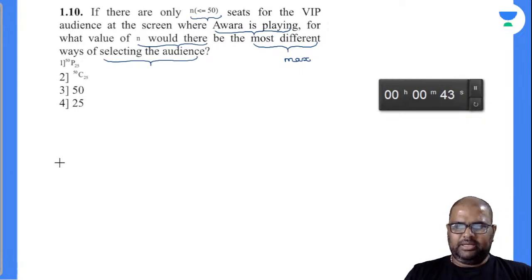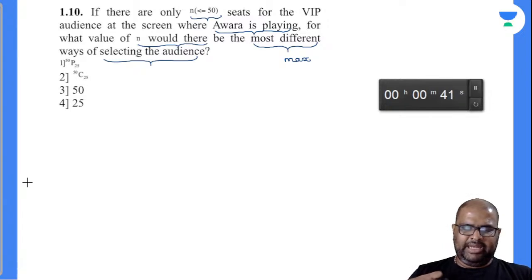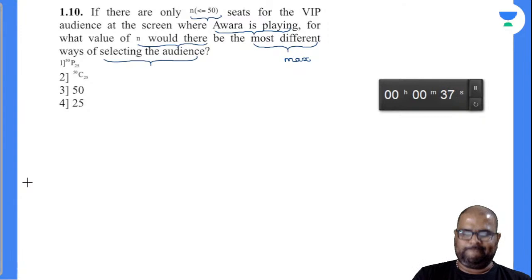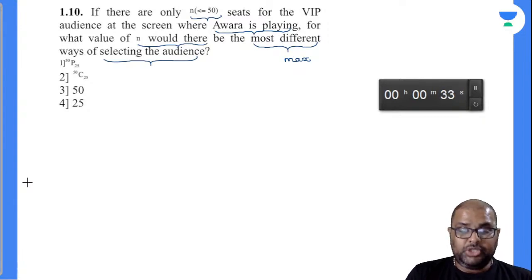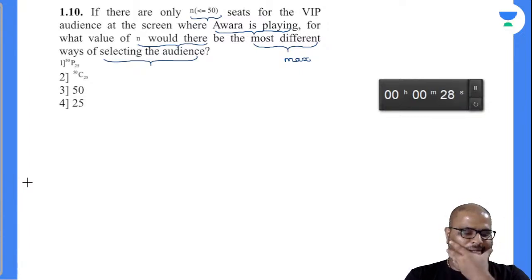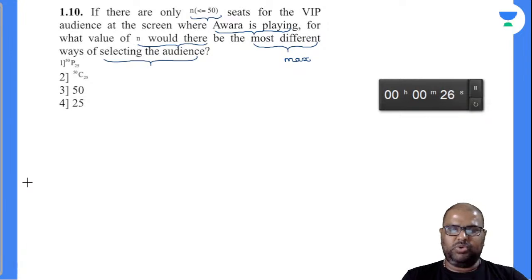Selecting the audience. Now see here, I'll not give any lead there, right? I'm expecting you guys to answer the question. You are asked to find out the value of n, not the complete value there. Don't get confused. You are asked to find out the value of n.